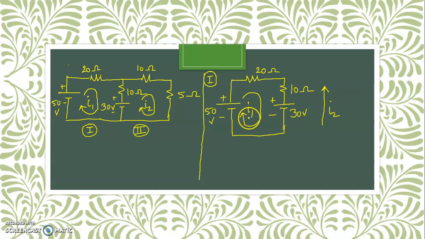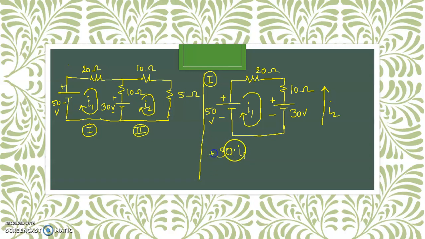So let us write the expression considering this particular loop first, that is, the effect of I1 first. This I1 is passing through 20 and 10 ohm, right? These two resistances are connected in series, so a single current, I1, is passing through both the resistances. So this 20 and 10, which are connected in series, give you the total equivalent resistance as 30. So the voltage drop is current into resistance, that is 30 I1.